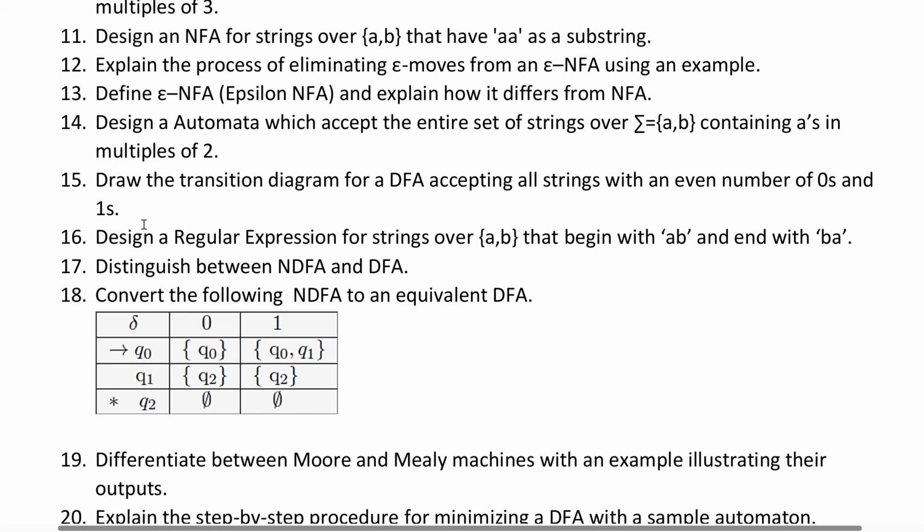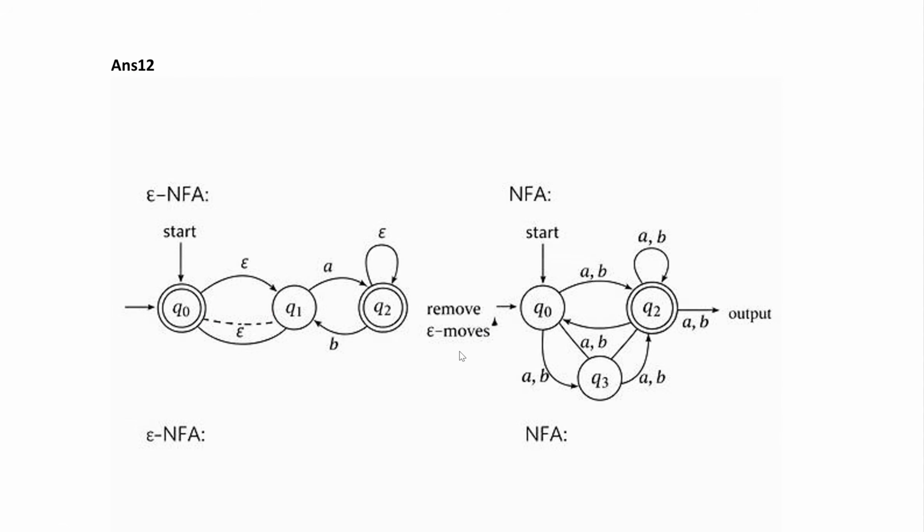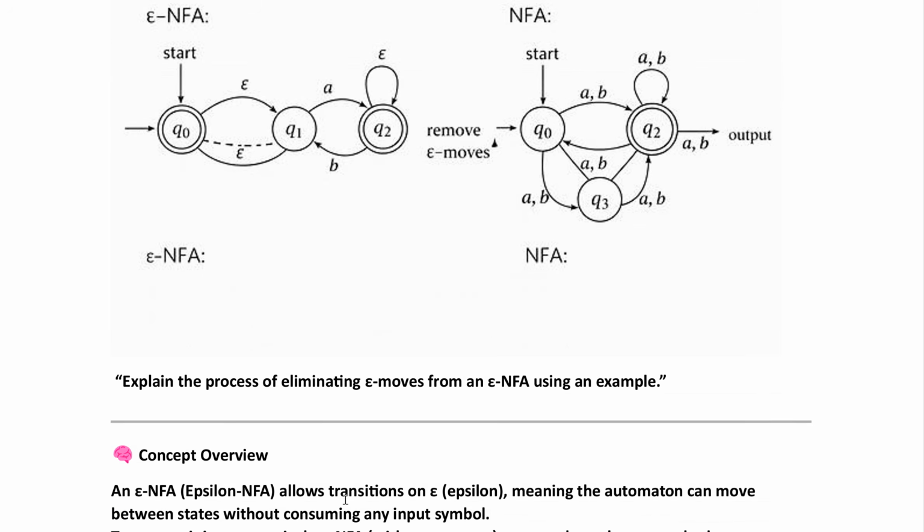Now we jump to question number 12. Question number 12 says: explain the process of eliminating epsilon moves from an epsilon non-deterministic finite automata using an example. So how do we eliminate or remove epsilon moves from an Epsilon-NFA? This is the transition diagram. On the left side we have an Epsilon-NFA, and on the right hand side you can see we have removed all the epsilon transitions.